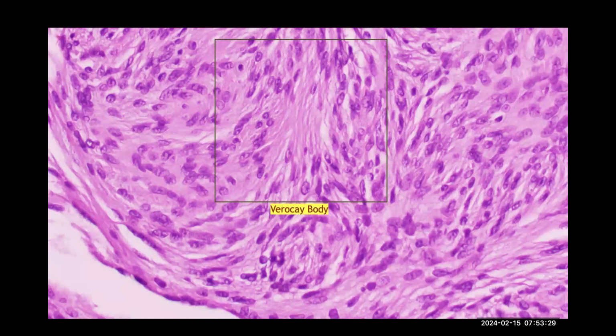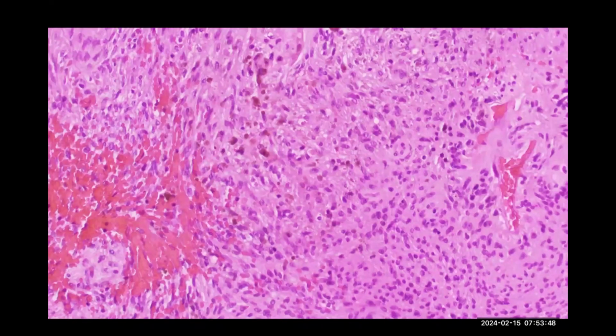You can see a rare Verocay body. I put a square around it so that you guys can see the palisading of the nuclei and the central processes. So that's the Verocay body. So it's a schwannoma. There is hemosiderin in the center, those rusty brown areas. So there must have been some microbleeding in the past.